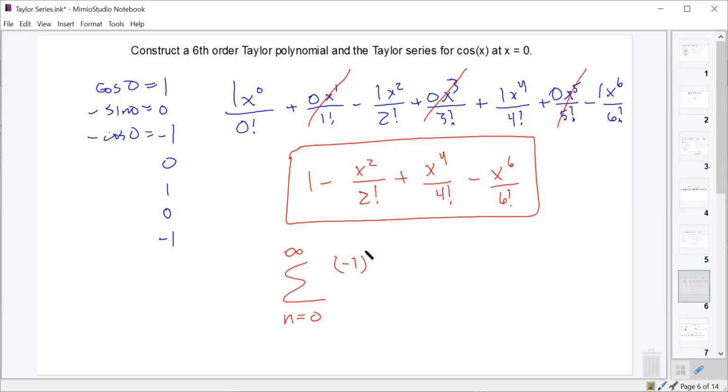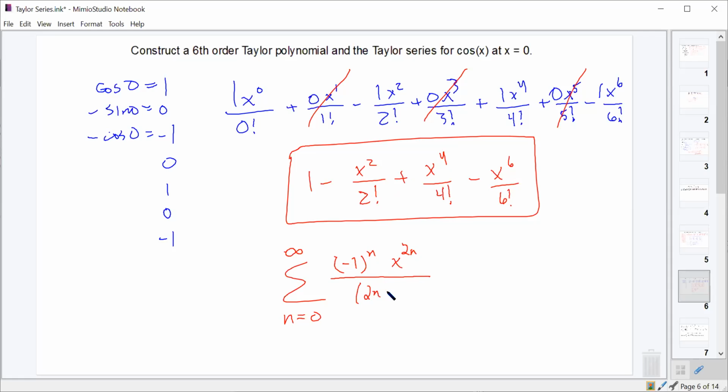First thing would have been it alternates, so negative 1 to the n. And what was your x being raised to? Just 2n, good. We got to skip, that's why it's 2n, right? We go from x to the 0 to x to the 2nd to the 4th to the 6th. So we can't have any odd values. 2n will take care of that. And over that same thing, 2n.